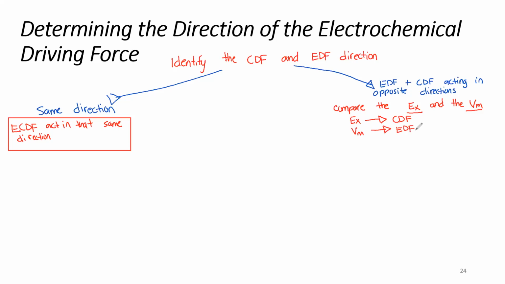Okay. So remember I said that the equilibrium potential is determined by the chemical driving force. The membrane potential is determined by the electrical driving force. So if the equilibrium potential is a greater value, that means there's a stronger chemical driving force and the overall direction is going to favor the chemical driving force. If the membrane potential is a stronger value, that means the electrical driving force is a greater force, and so the overall movement of the particle is going to favor the movement of the electrical driving force. Okay. So let's go through some scenarios here to apply that.